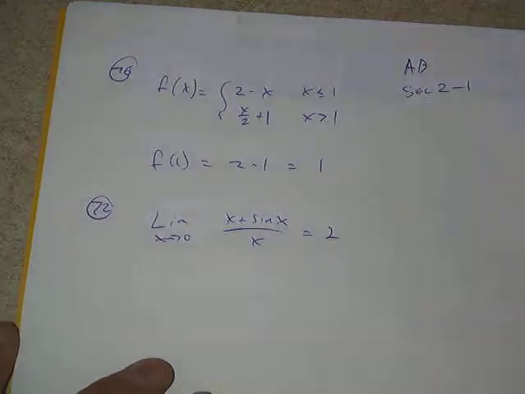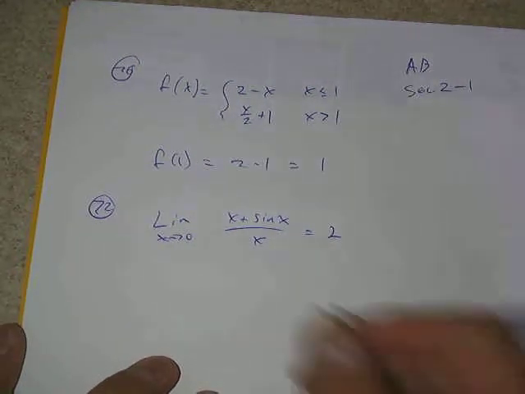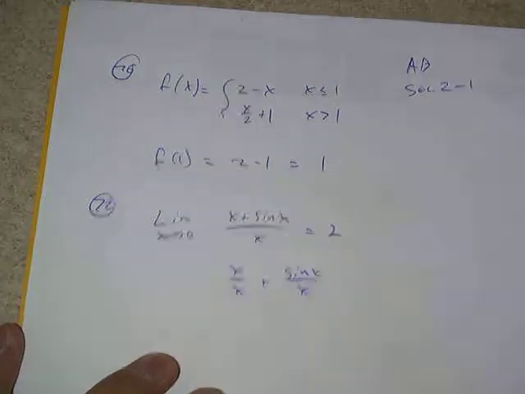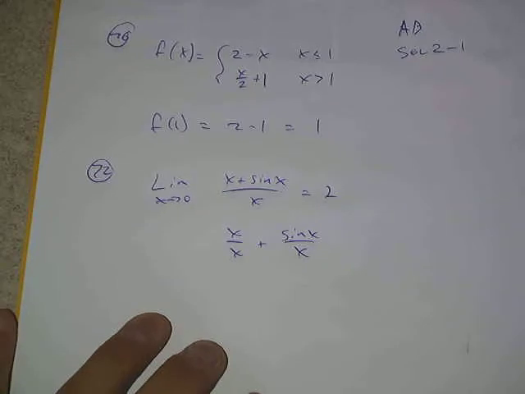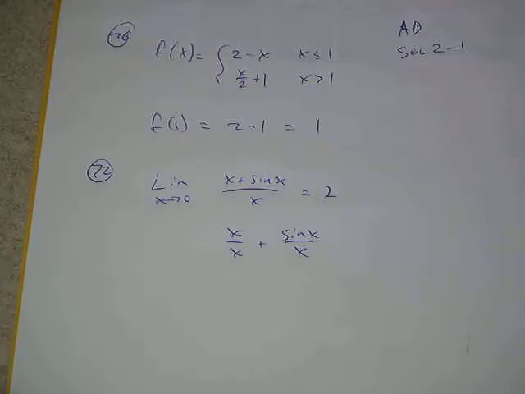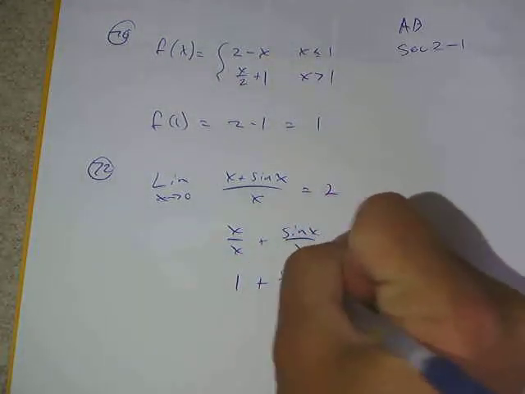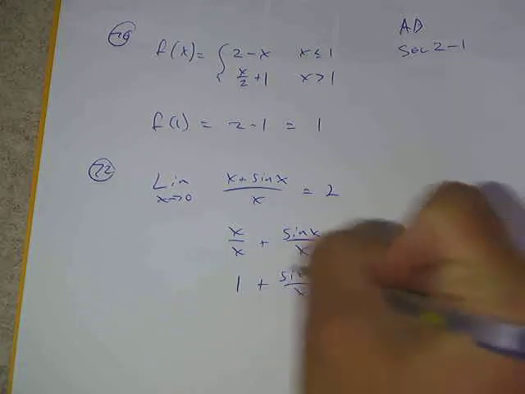And so the question is, can we do anything else in terms of algebra here? Well, one algebra technique that we could use is we could write x over x and sine x over x. That would be a valid algebra step here, wouldn't it? And what would that allow us to do? The x over x would become 1. And if we did that, then we would have 1 plus sine x over x.